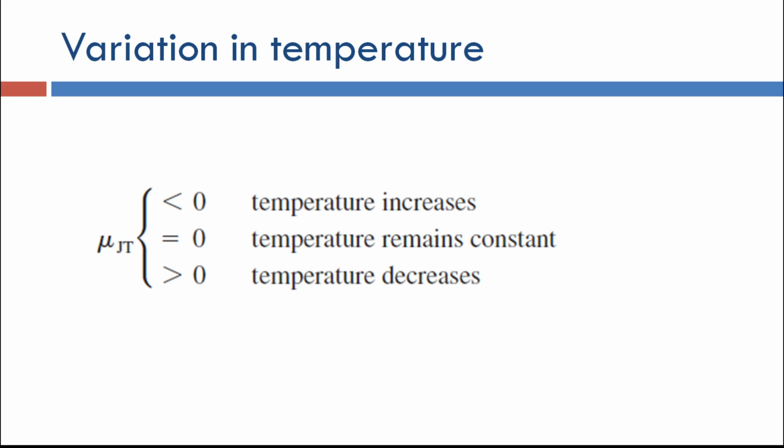Now the value of the Joule-Thomson coefficient mu or mu JT can be equal to 0, less than 0 or greater than 0. If mu JT is equal to 0, that means the temperature does not change during a throttling process. If the Joule-Thomson coefficient is greater than 0, there is a temperature reduction. If the value of the Joule-Thomson coefficient is less than 0, there is a temperature increase during throttling. So we have not actually achieved cooling.